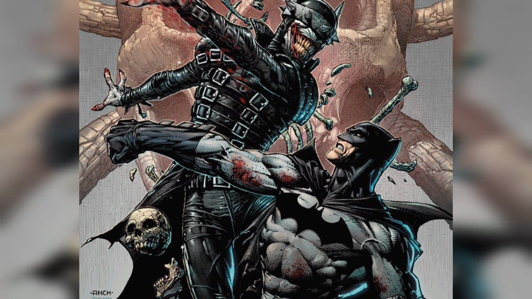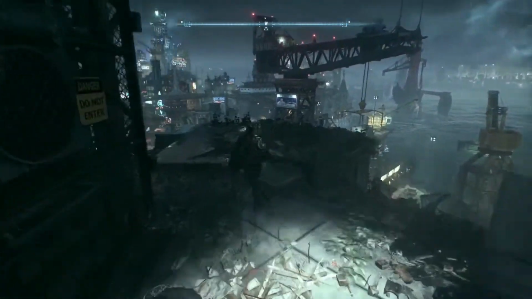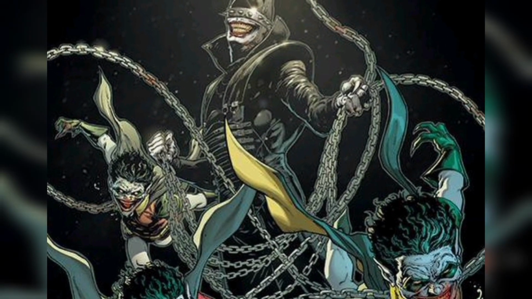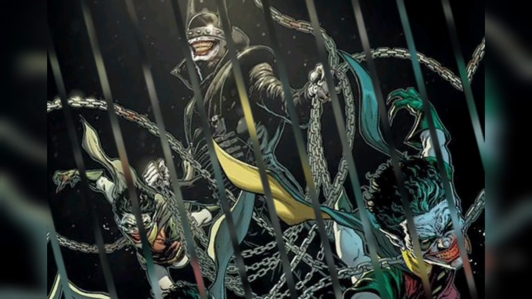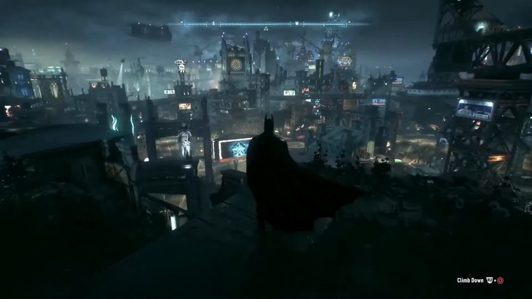Unable to stop the transformation, Batman becomes the Batman Who Laughs and takes over Earth 22. He kills most of his allies, including his own son Damian, turning him into a mini Joker.